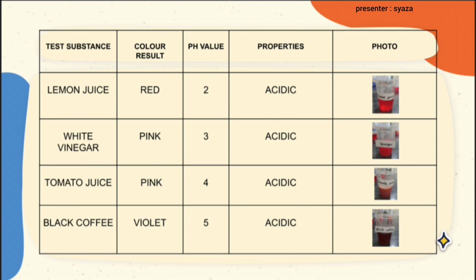Some examples of acidic solutions in this experiment include lemon juice with pH value of 2, it will change color to red. White vinegar with pH value of 3 and change to pink. Tomato juice with pH value of 4 and it will change to pink. Black coffee with pH value of 5 and it will change to violet.